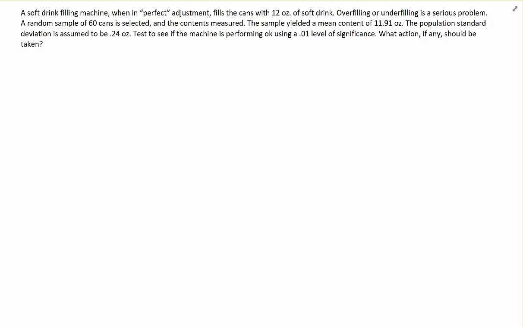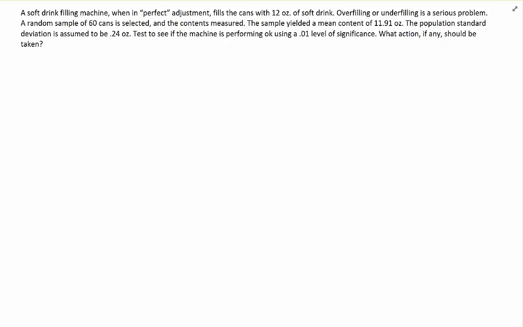A soft drink filling machine, when in perfect adjustment, fills the cans with 12 ounces of soft drink. Overfilling or underfilling is a serious problem. A random sample of 60 cans is selected and the contents measured. The sample yielded a mean content of 11.91 ounces.